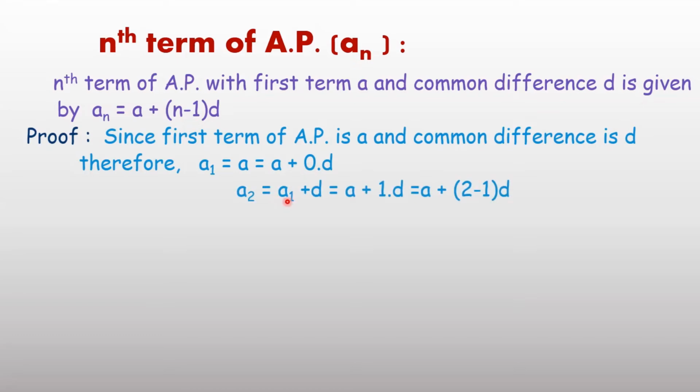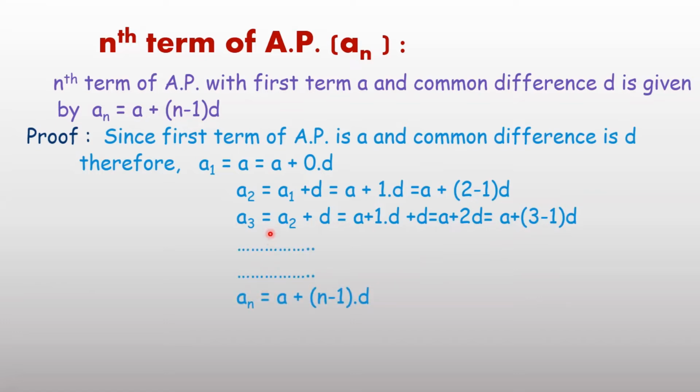a2 equal to first term plus common difference d, because a2 minus a1 equal to d means a2 equal to a1 plus d, equal to a plus 1d, equal to a plus 2 minus 1 into d. Why have I written in terms of 2 minus 1? Because the position is the second term. The second term we are writing as 2 minus 1 into d as the coefficient of d. a3 is a2 plus d, and the value of a2 is a plus 1d, plus d means a plus 2d, write down 2 as 3 minus 1.